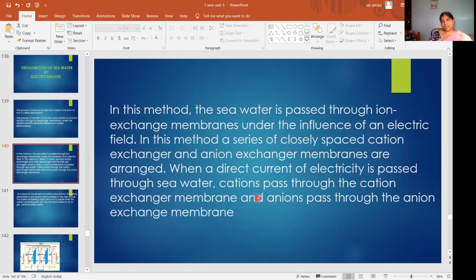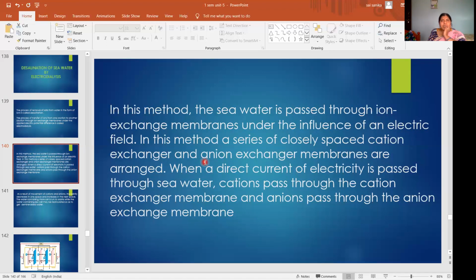So I will explain. So here we are taking different types of concentrated solutions and we are keeping here ion exchange membranes, alternately arranging cation exchange membrane and anion exchange membrane. And here we are taking two electrodes, that is positive electrode called as anode and negative electrode called as cathode. So onto that we are passing electric field, that is electromotive force, electric potential difference.